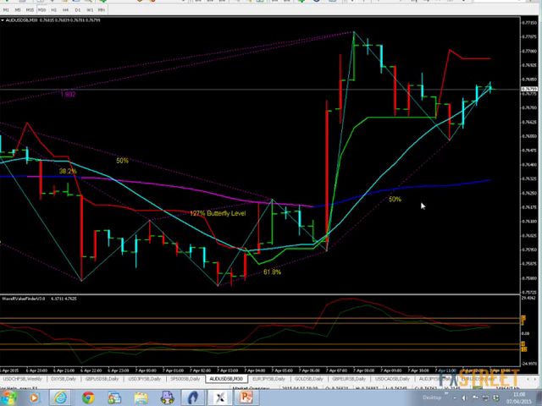Now, purists within harmonics will say, it's got to be the pattern. It's got to be the pattern. And they will only trade harmonics when the pattern is perfect. Now, I'm not going to go into a tremendous amount of detail on what is and what isn't a perfect pattern. But for me, the most important thing is the level. And we very often will find reversals at important levels.